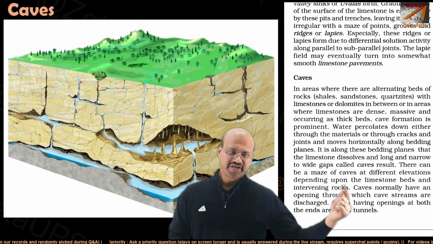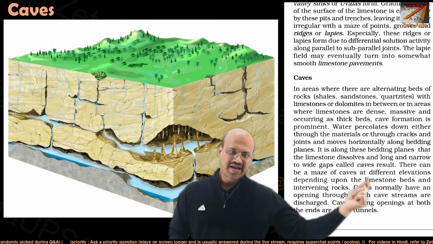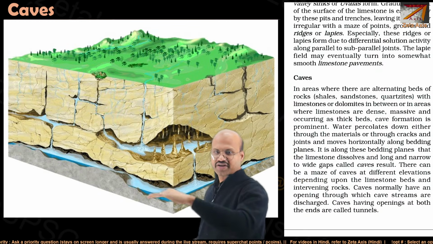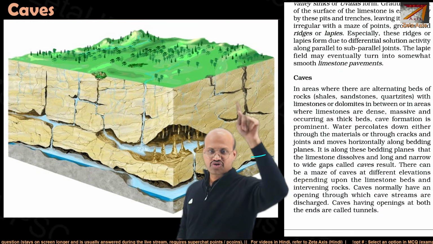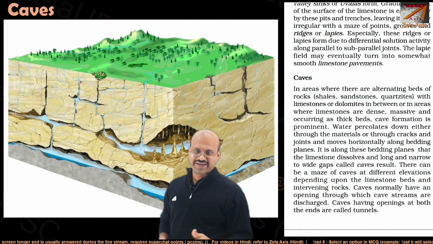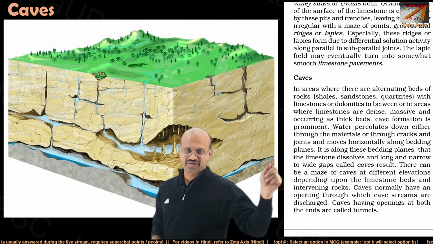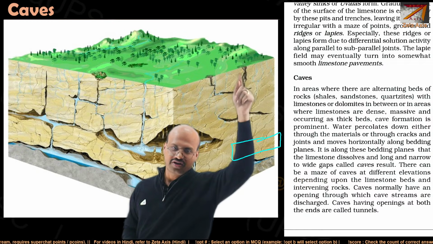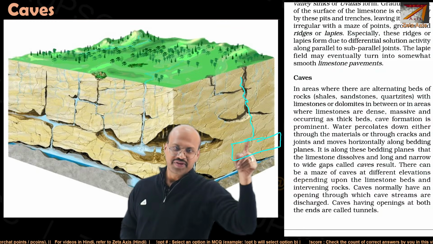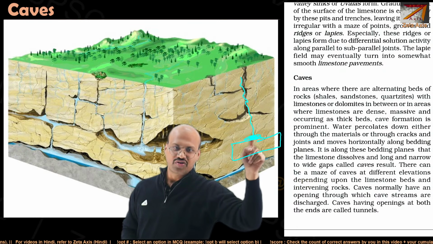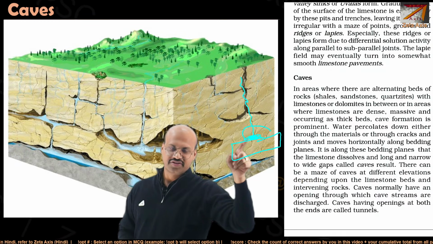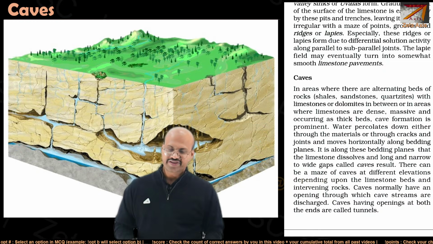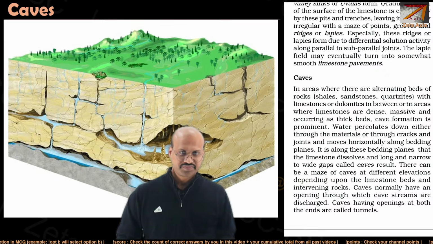There can be maze of caves at different elevations depending upon the limestone beds and intervening rocks. So you can see that caves are formed at different levels, and this also depends on the structure or layering of the rock. So suppose if there is another hard rock over here, then the water which percolates will be collected over here and it will cause formation of caves in this region. So this arrangement of different types of rocks in a layer also affects the formation of caves.